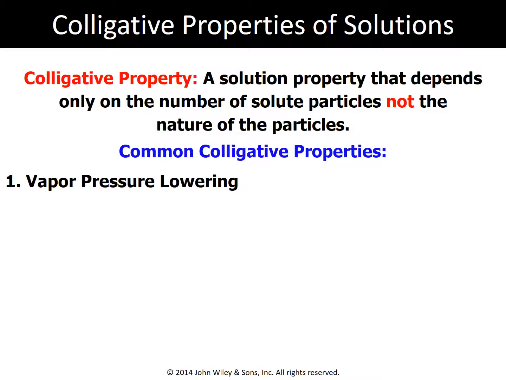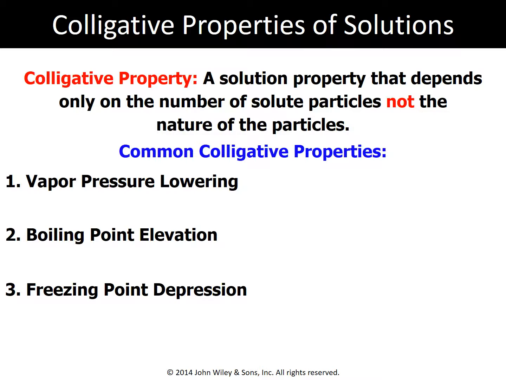And the three main ways that colligative properties affect chemistry are vapor pressure lowering, boiling point elevation, and freezing point depression. Don't worry about the vapor pressure one for this course. We're going to mostly focus on number 2 and 3.